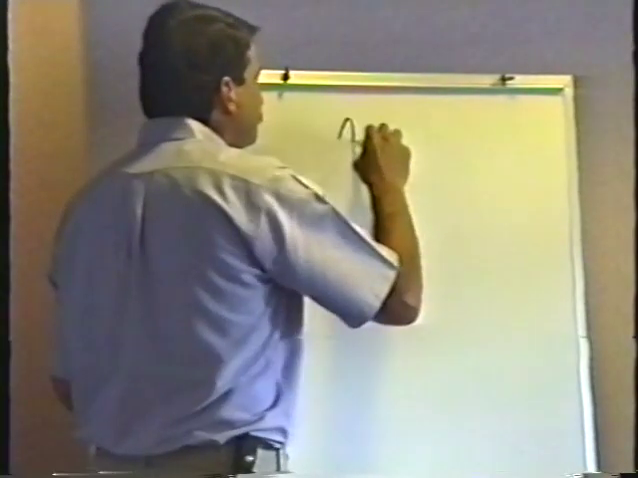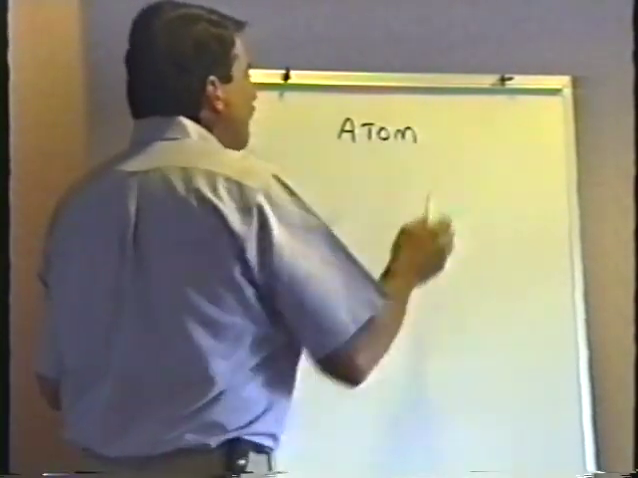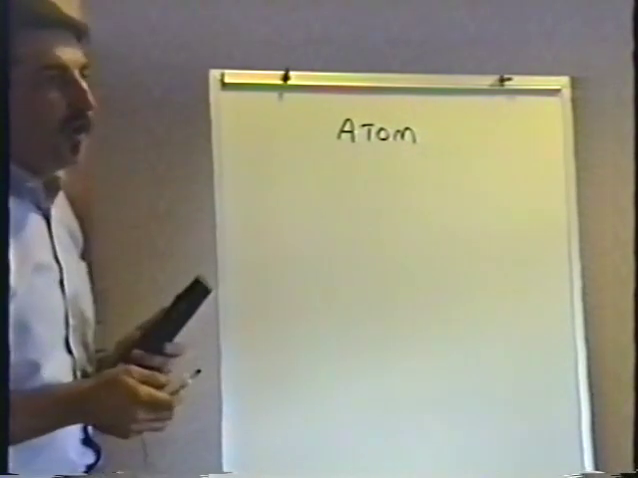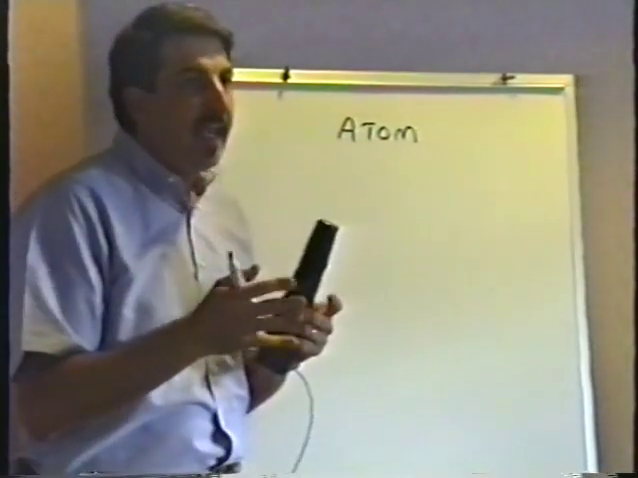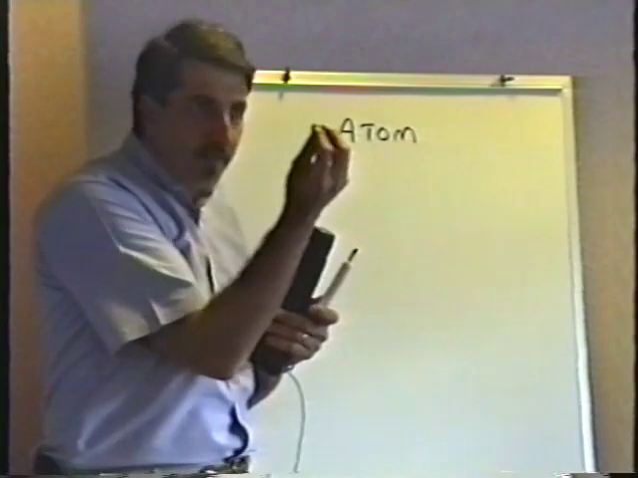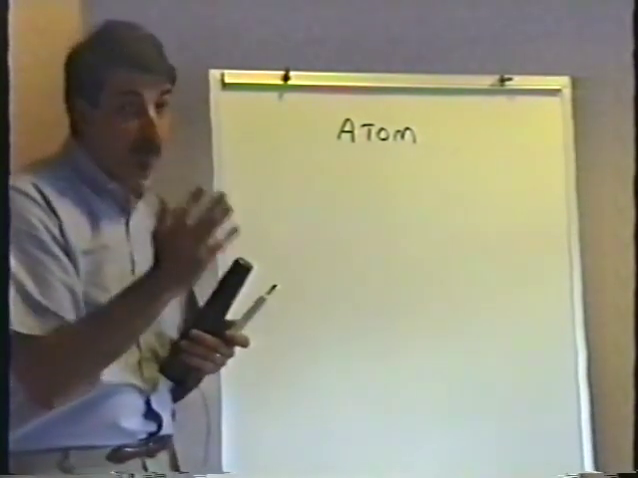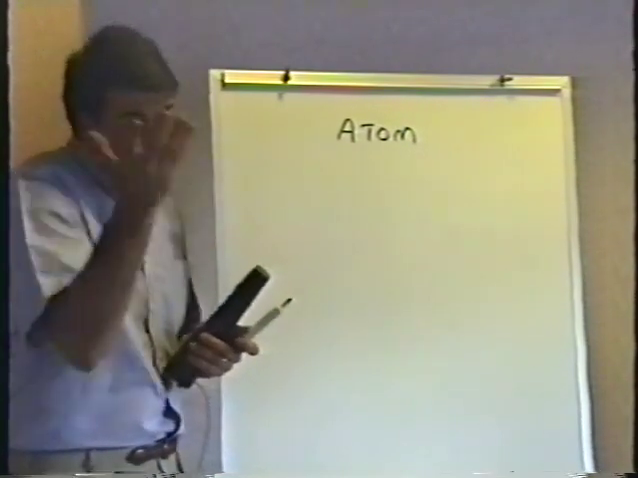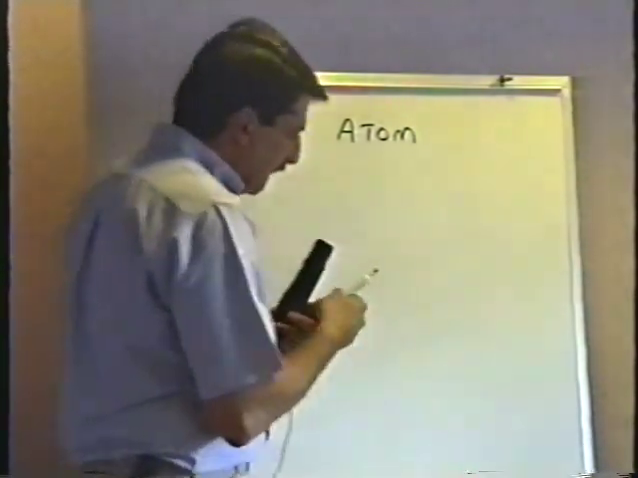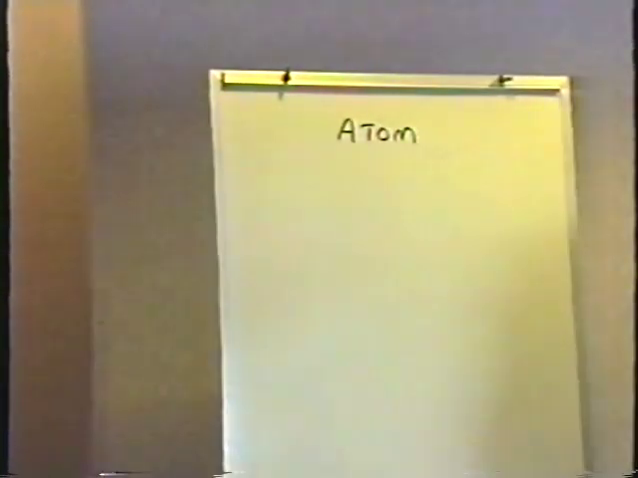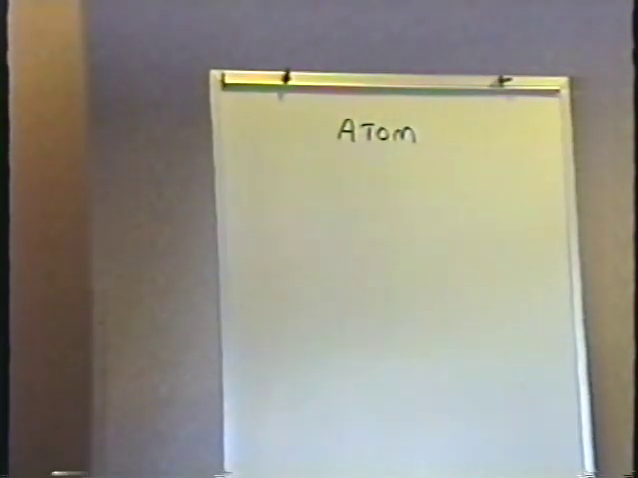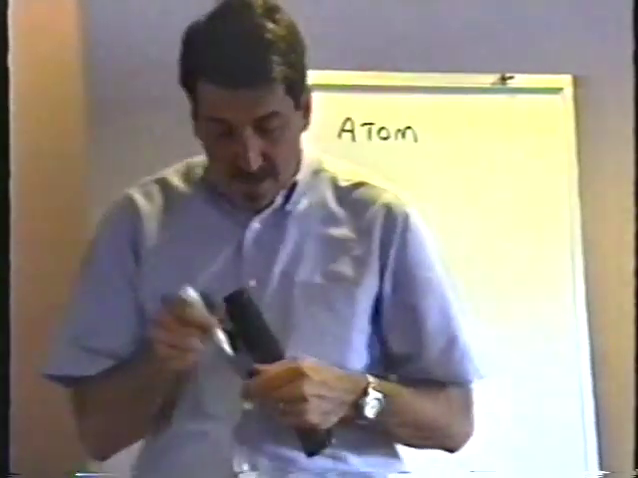Real simple. Let's start off by taking a look at the atom. The atom is the smallest bit of any element. If you start cutting an element down smaller and smaller, the smallest thing that you end up with that still retains the property of that element is the atom. And there are a couple of different parts to the atom, different pieces to the atom.